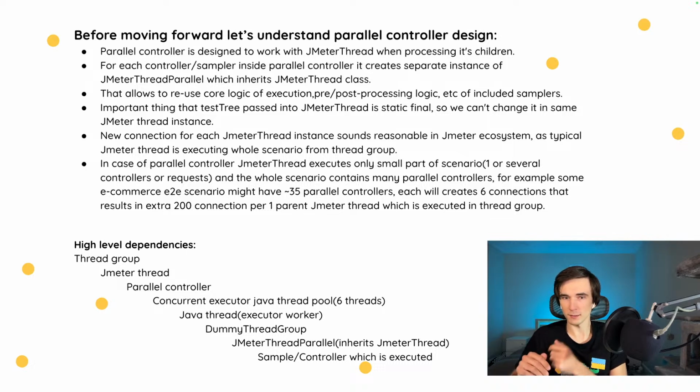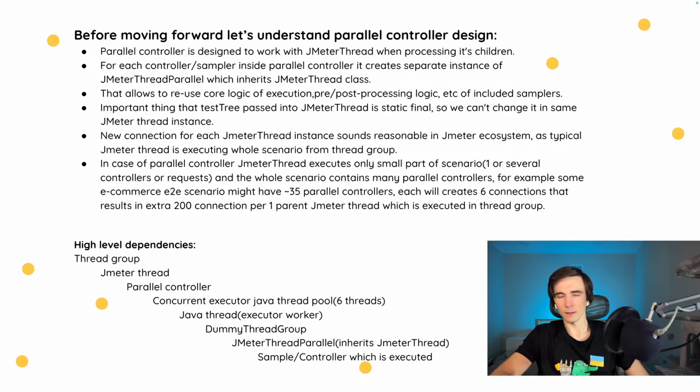So why do you need this? Because generally, JMeter thread parallel, the actual thread and class with implementation of how the scenario should be executed, inherits the common JMeter thread. And the JMeter thread needs a thread group. So it is really a dummy thread group, which is not doing anything at all. It is just required by JMeter design. And inside JMeter Parallel, we have the actual sampler or controller which is executed. So it might look a little bit overwhelming, right?